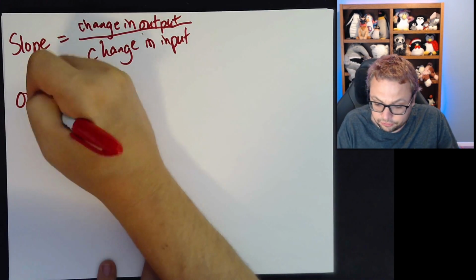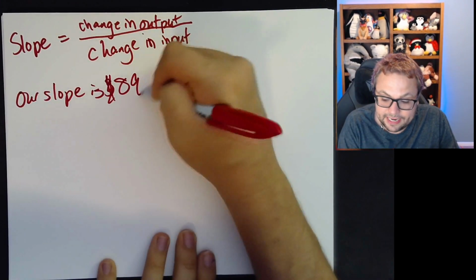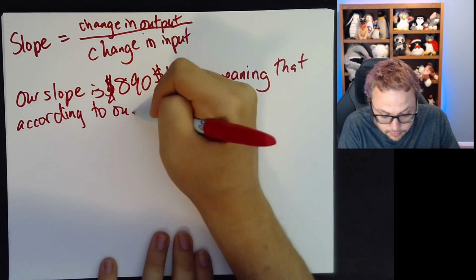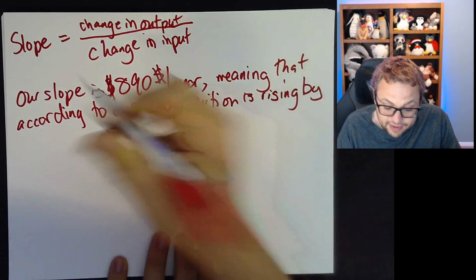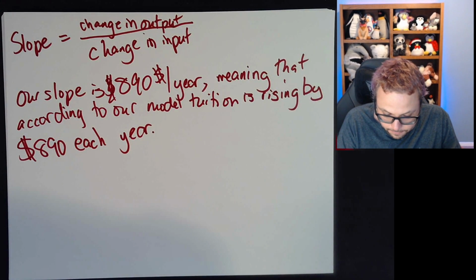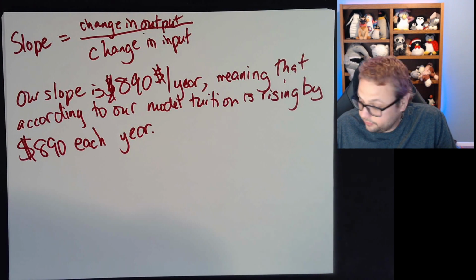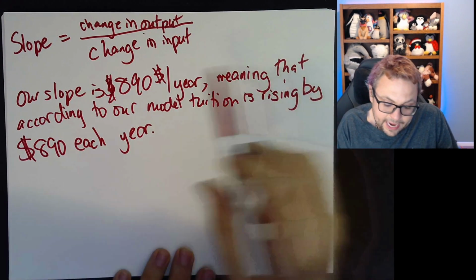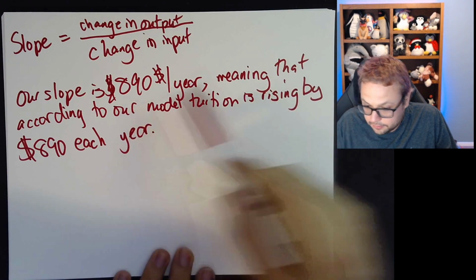In this case, our slope is $890 per year, meaning that according to our model, tuition is in fact rising at that rate. So what this is saying is that according to our model, the tuition is rising by $890 per year.